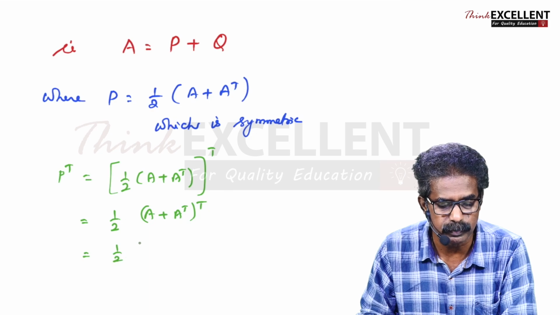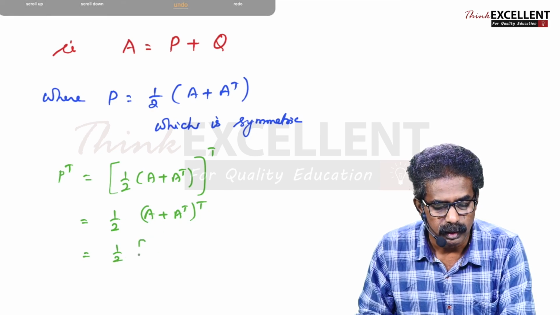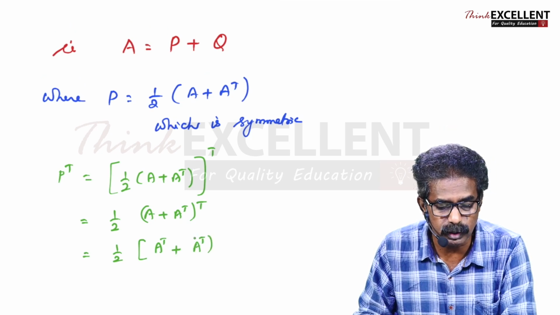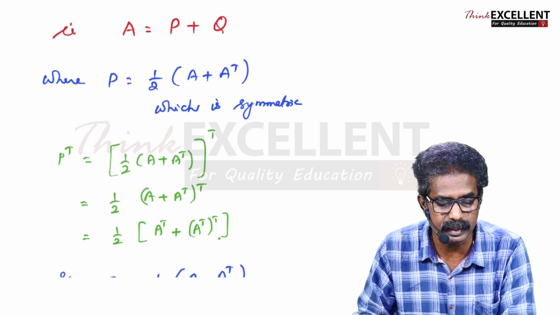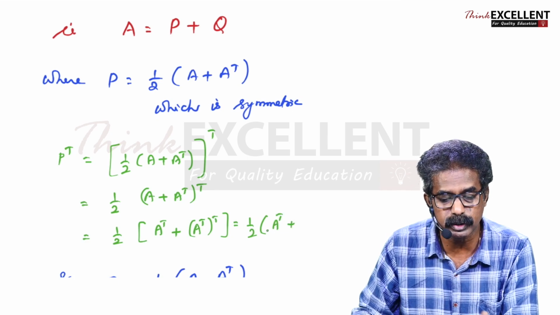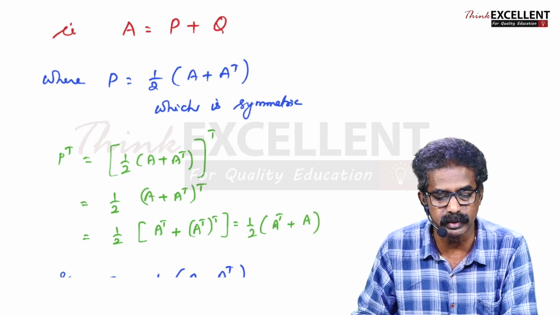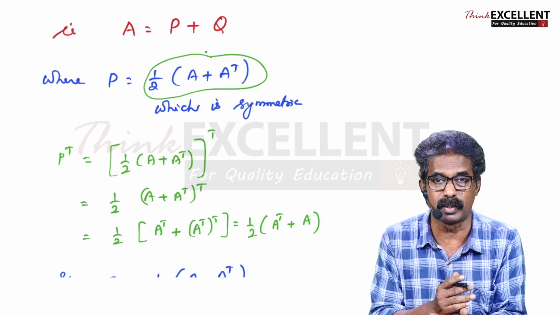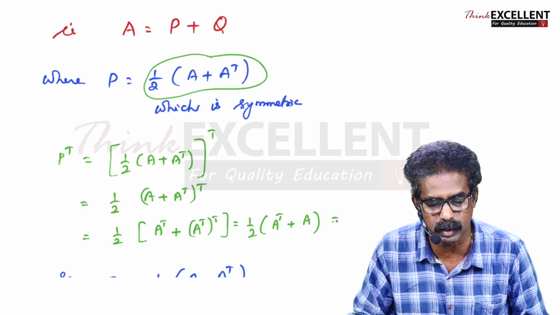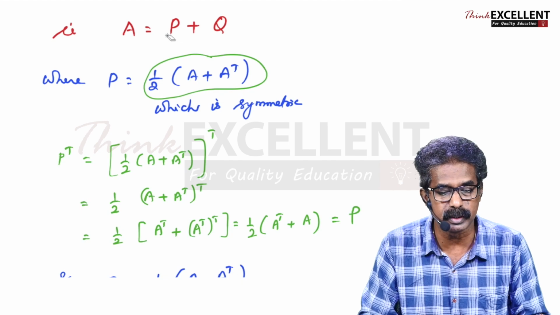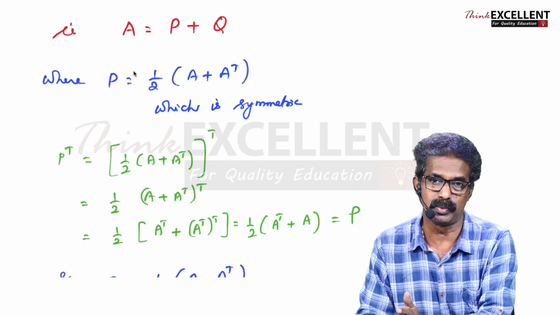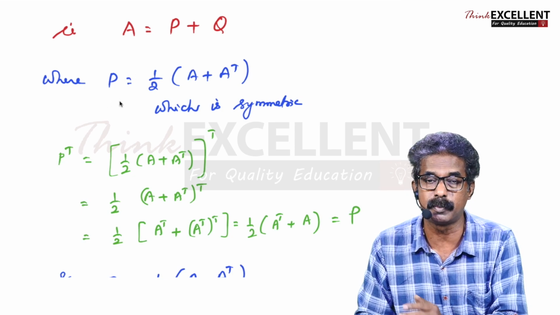So half into the transpose of the first one, A transpose, plus the transpose of the second one, which is A transpose, the whole transpose, and that is A. So half into A transpose plus A, or A plus A transpose, since addition is commutative, only multiplication is not commutative. So this is the same as P. So you are getting P transpose equal to P. So you can say it is symmetric.